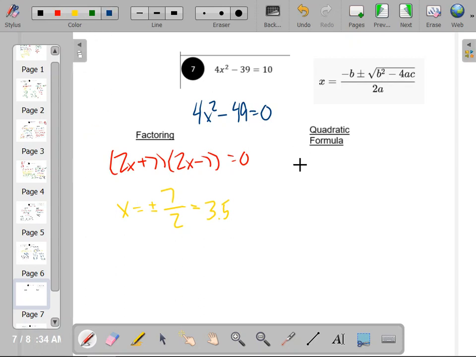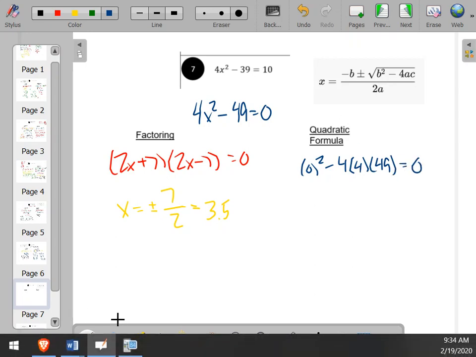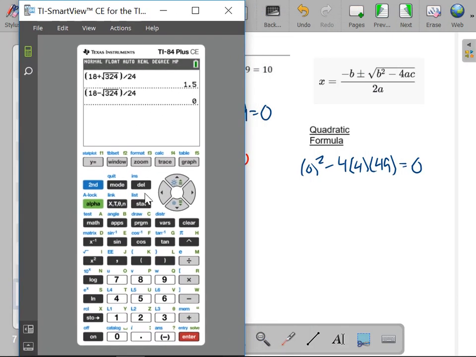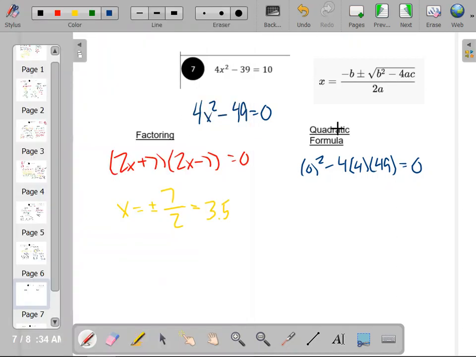Quadratic formula, when we do b squared minus 4ac, b in this problem is 0, since there is 0x. So b squared would be 0 squared minus 4ac. Okay, so I'm going to multiply negative 4. Well, I'll type it all in so you guys can see, but 0 squared obviously is 0. So 0 squared minus 4ac, and I get negative 784.